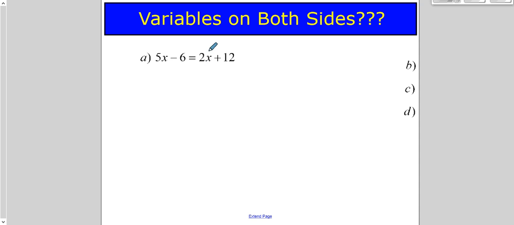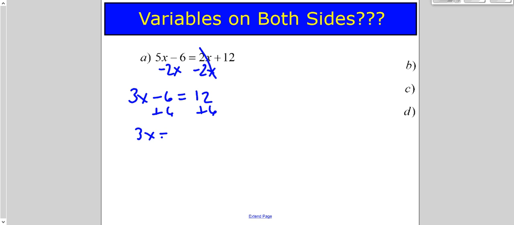So this 2x, I would want to move that over on this side by subtracting 2x, by doing the opposite operation. So 5x minus 2x is 3x. This 2x minus 2x is gone, leaving me with just a 12. And now I would add 6 to each side to get rid of that negative 6. So I get 3x equals 18. Divide by 3, divide by 3, and x equals 6.